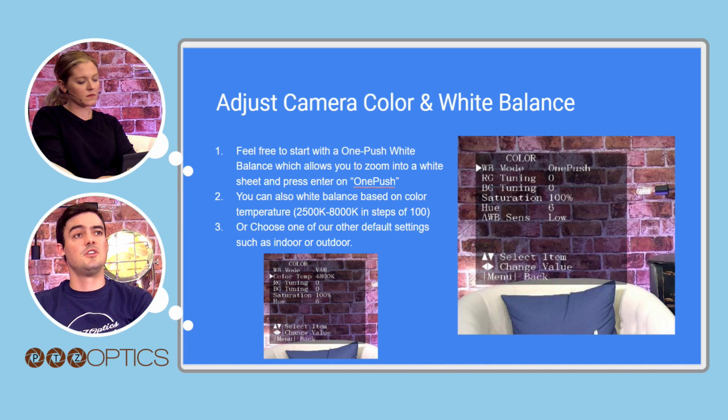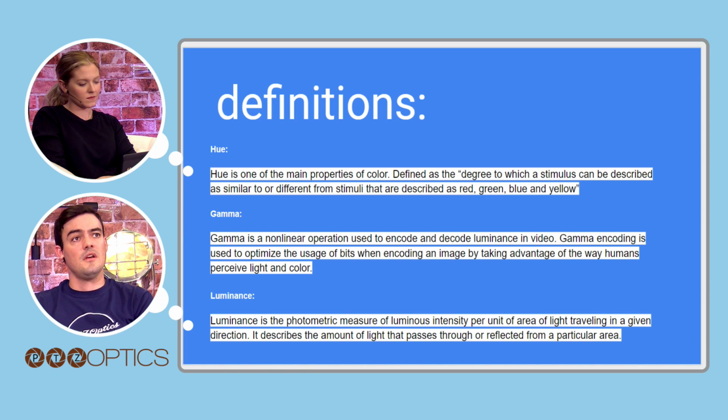Okay. So next slide. Three other things that we should know about. One is hue. Hue is the main property of color. It's defined as the degree to which a stimulus can be described as similar to or different from other stimuli, described as red, green, blue, or yellow. So when you adjust the hue, you are changing all the colors in the camera.